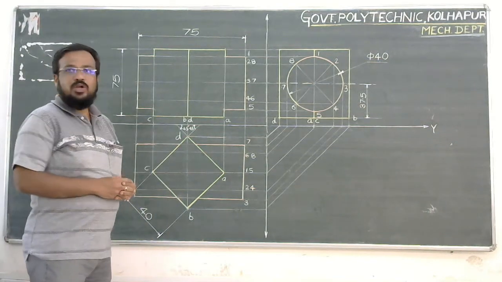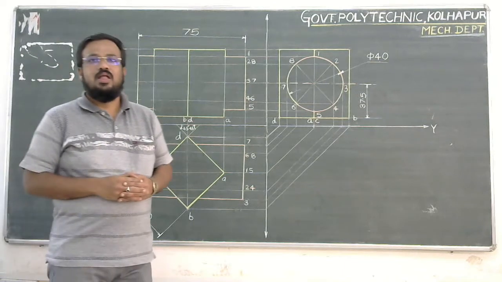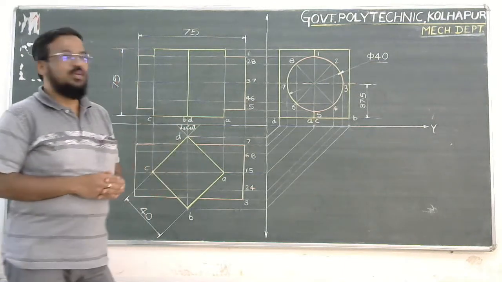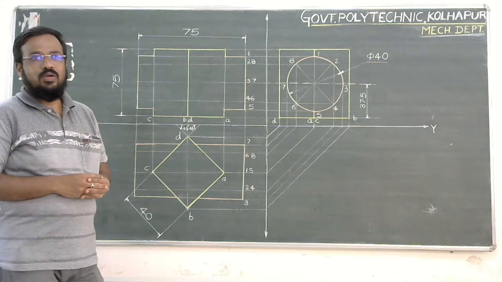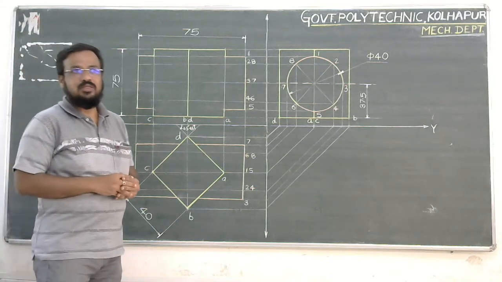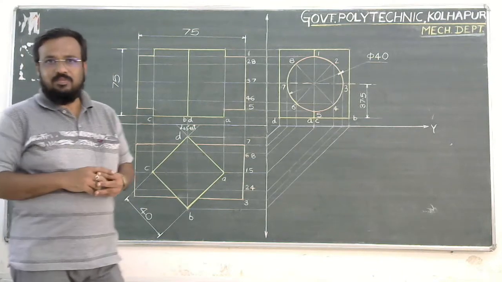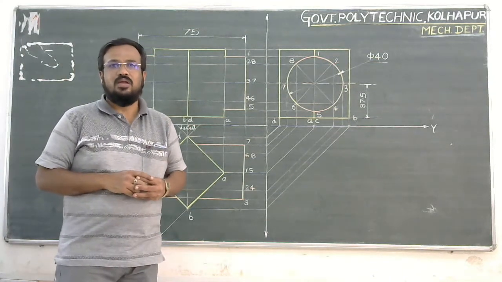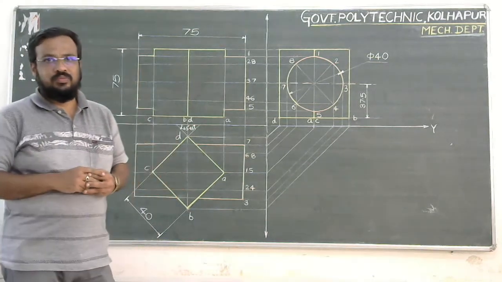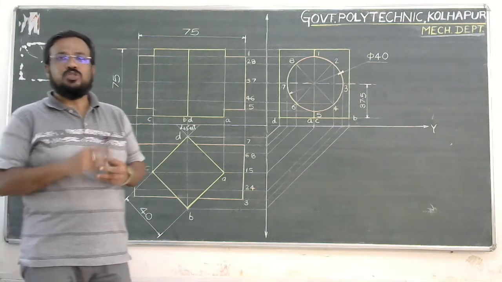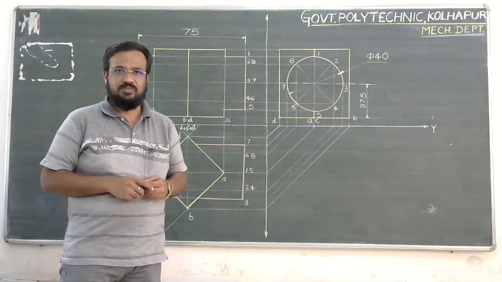In the intersection of solids, today we are going to discuss a problem with two types of solids. The first solid is a square prism and the second one is a cylinder. Now what are the positions of these two solids?